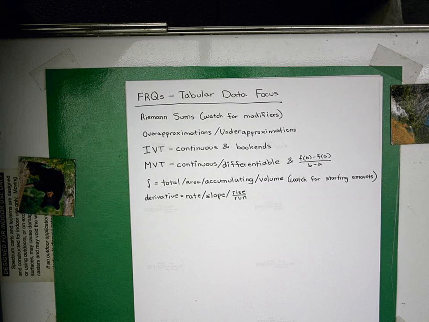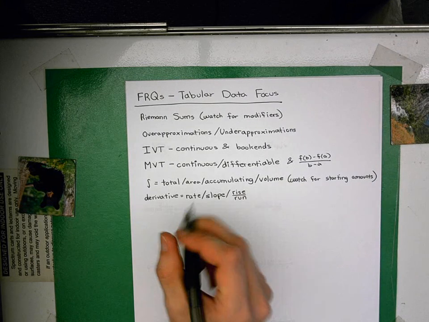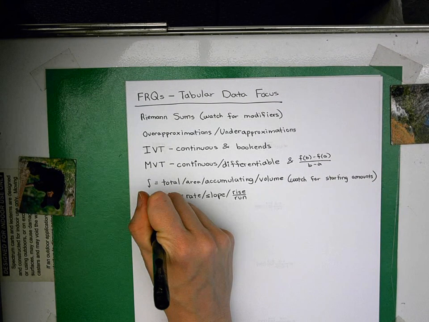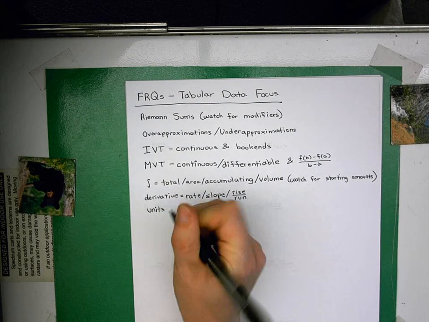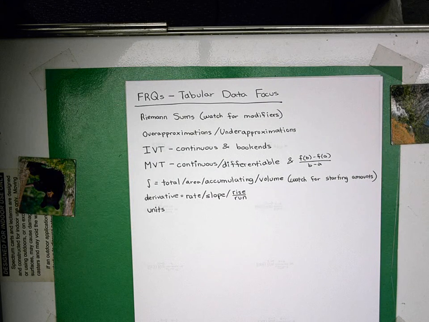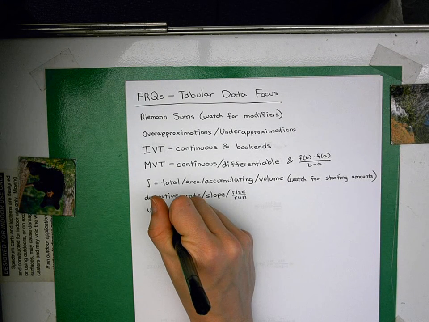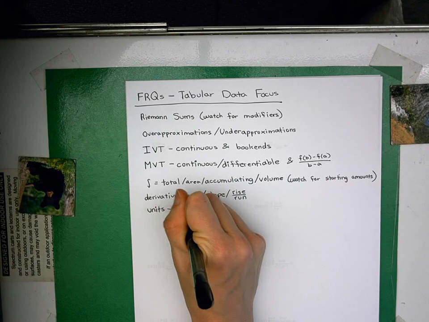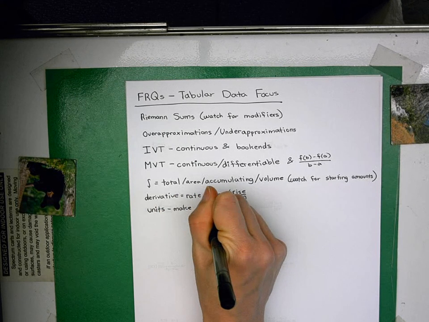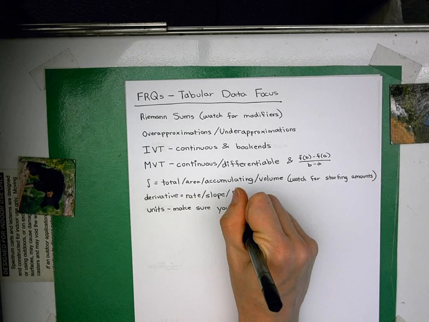Okay, and then I had a couple more. So 2 more. 2 more, watch units. We talked about that in particle motion. There are a lot of times problems where the units themselves will be their own points. So watch for units. Make sure you write them no matter what.